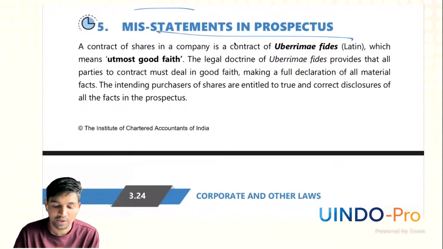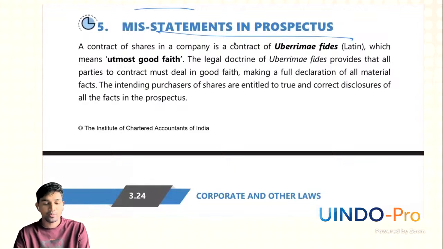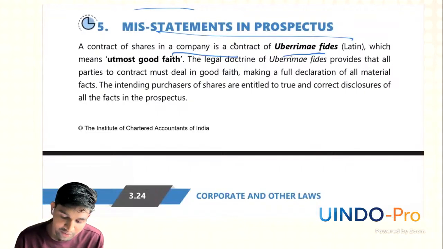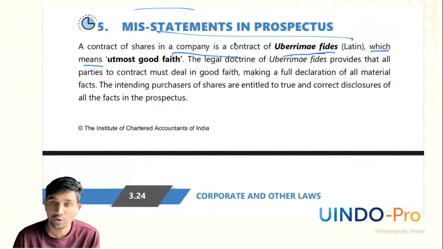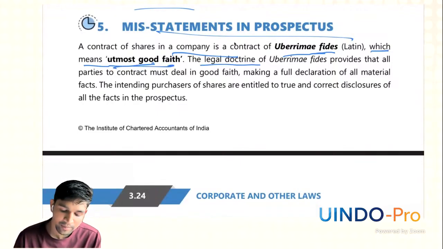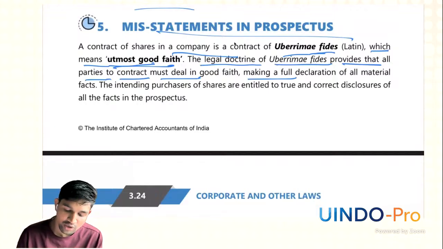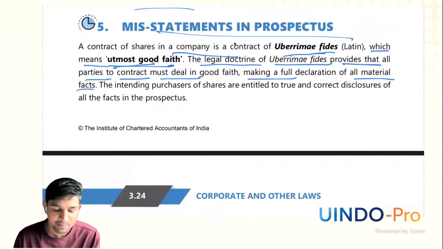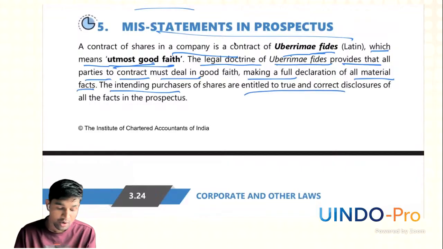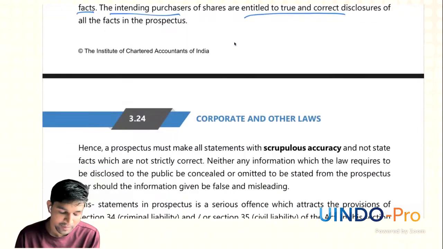Then misstatement in prospectus. Now we will see the misstatements in prospectus. A contract of shares in a company is a contract of uberrimae fidei, which means utmost good faith. The legal doctrine of uberrimae fidei provides that all parties to a contract must deal in good faith, making a full declaration of all material facts. The intending purchasers of shares are entitled to true and correct disclosures of all the facts in the prospectus.